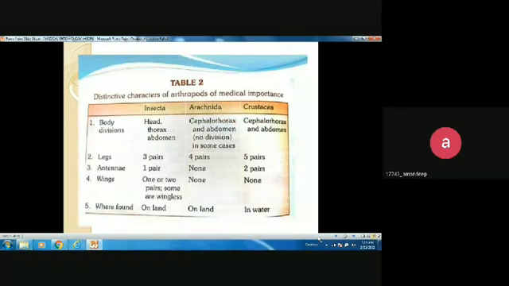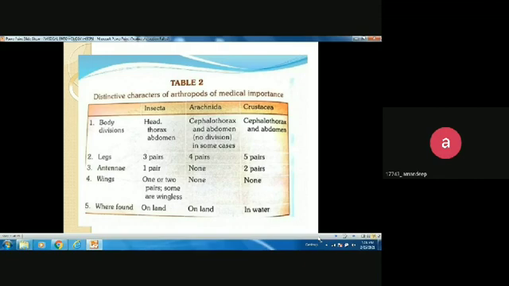Now, distinctive characters of arthropods of medical importance. On the basis of body division, Insecta contains head, thorax, and abdomen. Arachnida consists of cephalothorax and abdomen, but there is no division of abdomen in some cases. Crustacea consist of cephalothorax and abdomen. On the basis of legs, Insecta consist of 3 pairs of legs, Arachnida consist of 4 pairs of legs, and Crustacea consist of 5 pairs of legs.